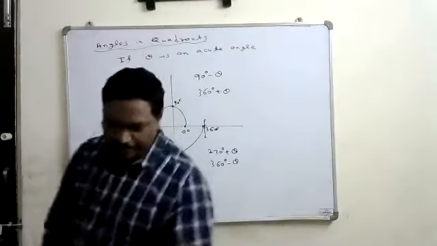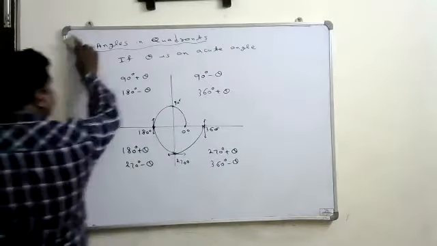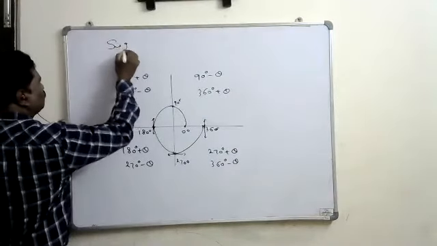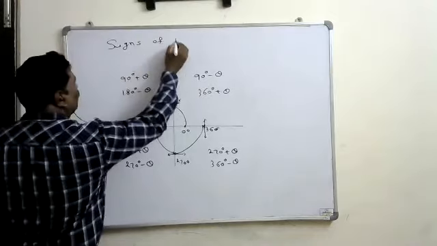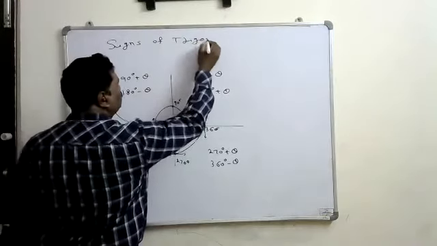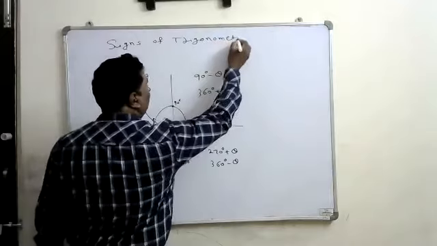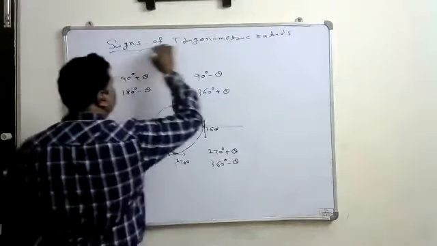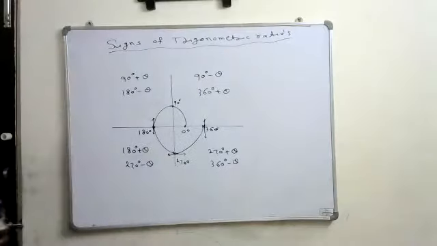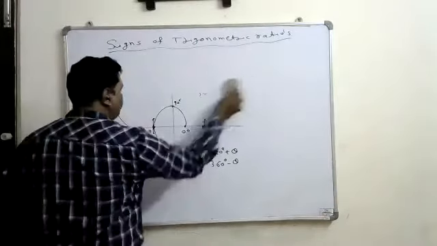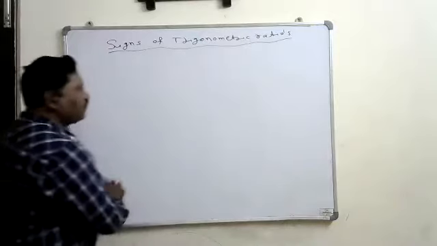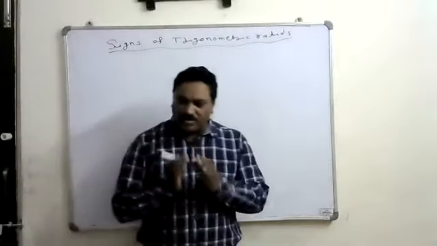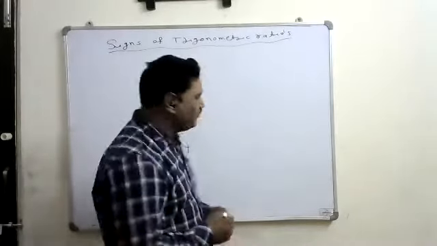Next, signs of trigonometric ratios. Now look at this. There are six trigonometric ratios. What are their signs in the different quadrants?